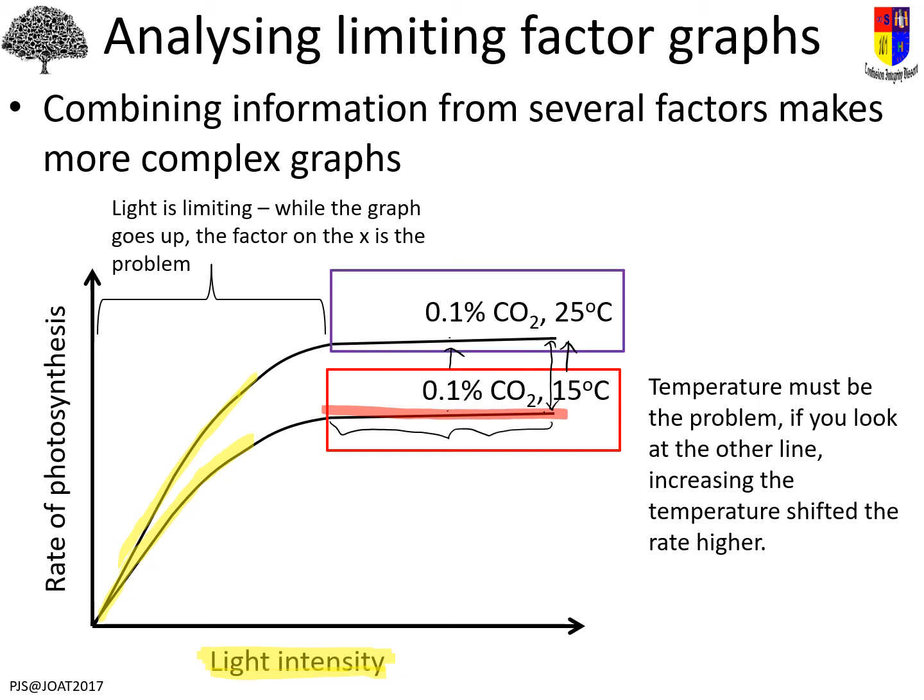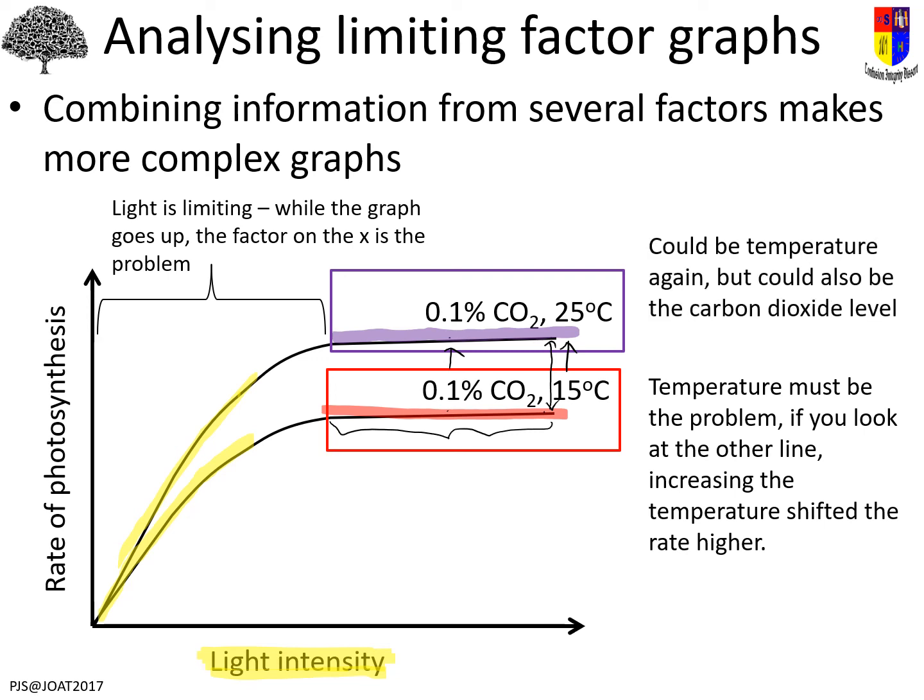Here, though, you have a problem. If they ask you what is limiting on this section, all the way along here, well, I don't know. It could be temperature again. Like if I had another line that someone had drawn in for me, running up here and ending up here, and I said that was 0.1% CO2 and 30 degrees, then definitely, yep, temperature is the issue.